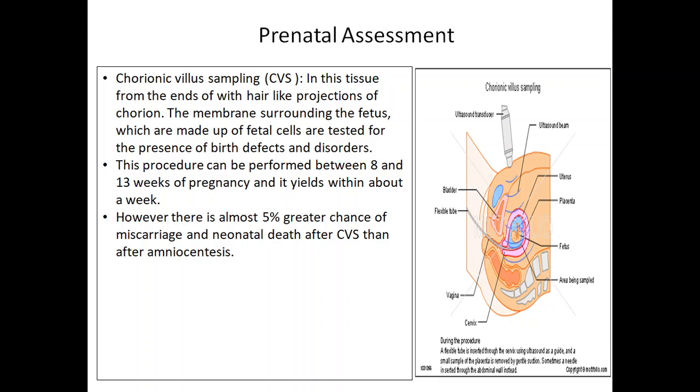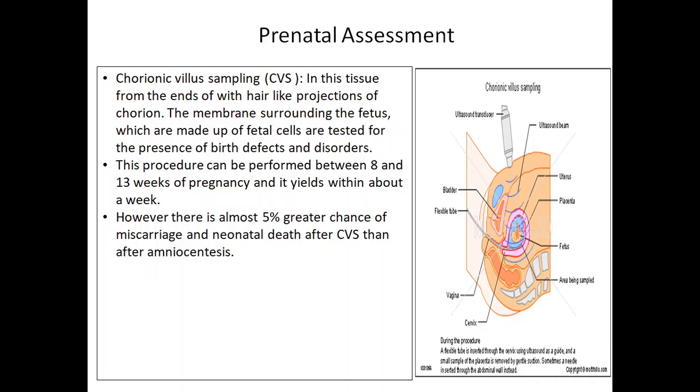Second is chorionic villus sampling. In this procedure, tissues from the ends of villi, which are hair-like projections of the chorion, the membrane surrounding the fetus, and are made up of fetal cells, are tested for the presence of birth defects and disorders.